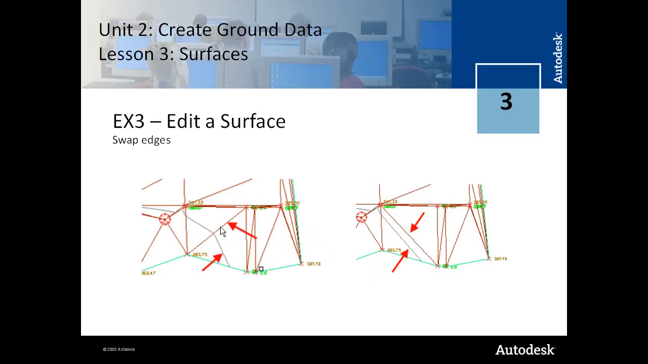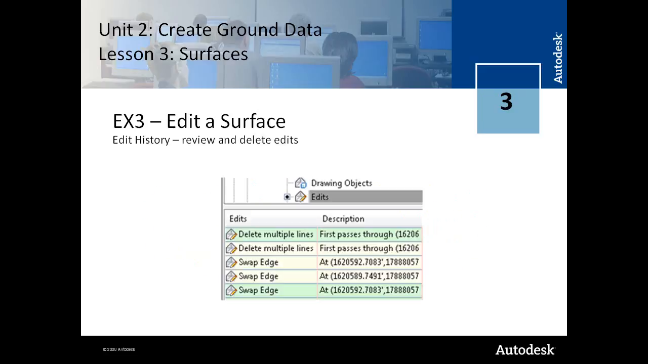You can also swap an edge, and this is typically done to clean up the contours. You're not going to want to be using the swap edge command for break lines. You should be using break lines in the first place. And as I just displayed, the edit history allows you to review and delete any edits you made on the surface.